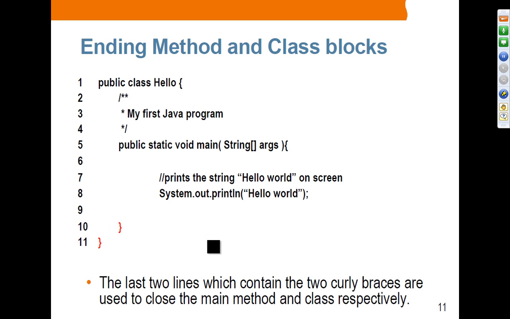All right, and then you have to end your code block with the corresponding curly brace. So this main method contains a single line of code and a comment in our example, and that has to be ended with a curly brace here. And your class block also has to end with a curly brace. All right, so that hopefully gives you a sense of how this particular class is made.